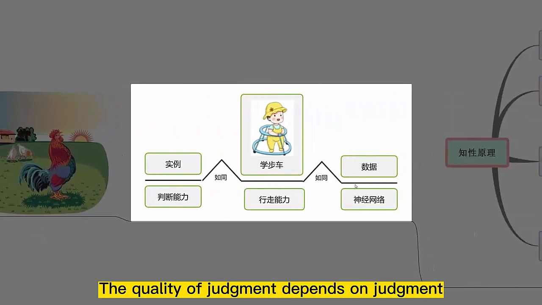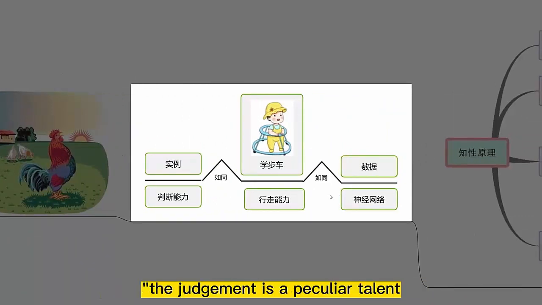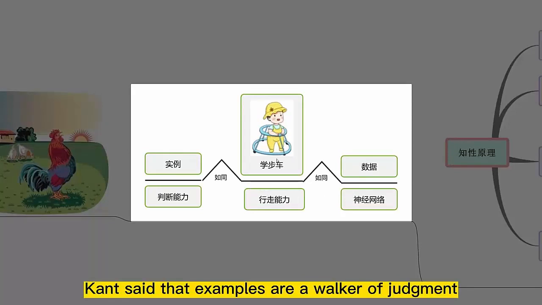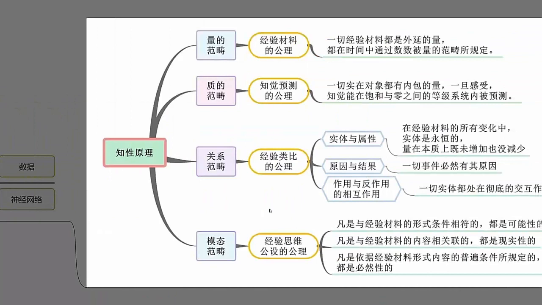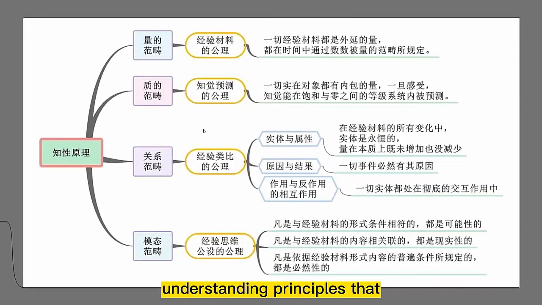The quality of judgment depends on judgment. The judgment is a peculiar talent, which does not, and cannot require tuition, but only exercise. Kant said that examples are a walker of judgment, and with the practice of examples, judgment can be increased. The four categories can produce different understanding principles that can guide judgment in discernment.